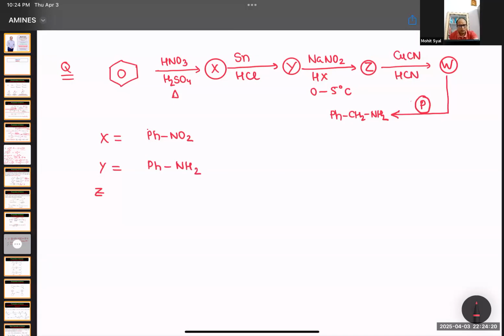Okay. And what about Z? What is this X to Y to Z? What reaction is it? From Y to Z.